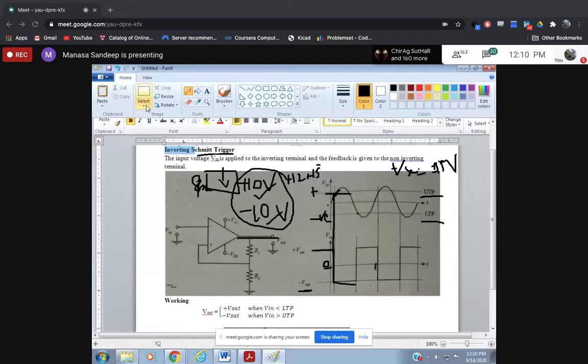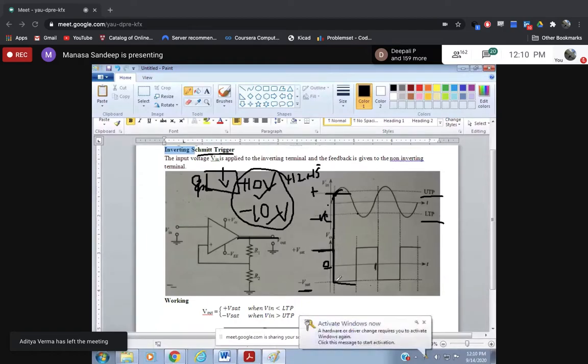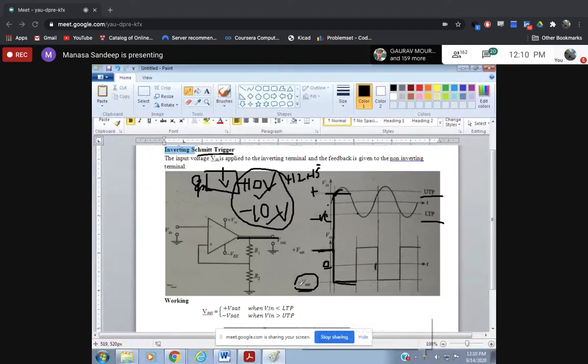You are free to assume, but you have to write your assumption there. So am I clear? Okay, so here the input is going above the UTP value. The output is coming from plus V saturation to minus V saturation. Input is at its positive side, but output is at the negative side, out of phase, because we are discussing the inverting one.